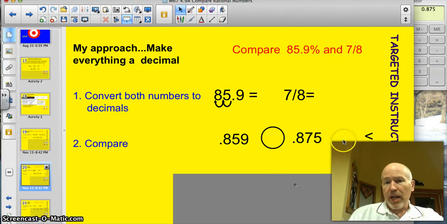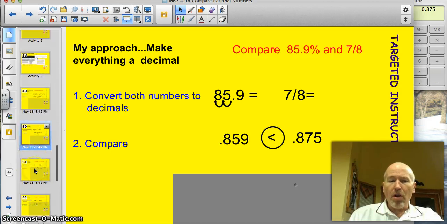Now you just have to decide which one's bigger, 0.859 or 0.875. Well, no, just messing with ya. 0.875 is larger than 0.859, so this is the correct answer. Congratulations, you just compared your first set of rational numbers by converting to a decimal. This is what I'm going to stress all night long.